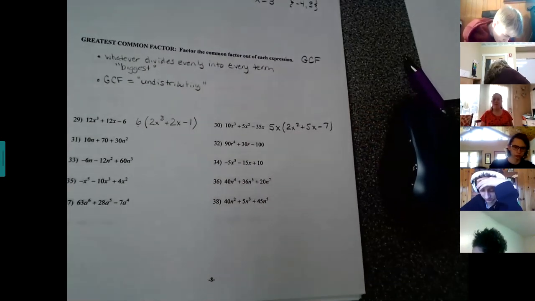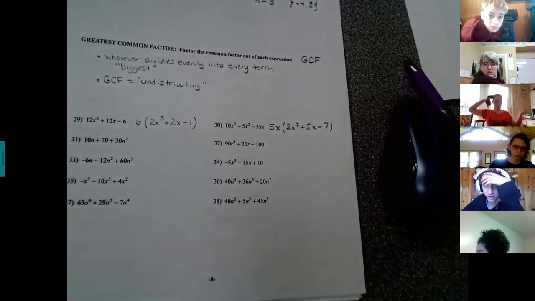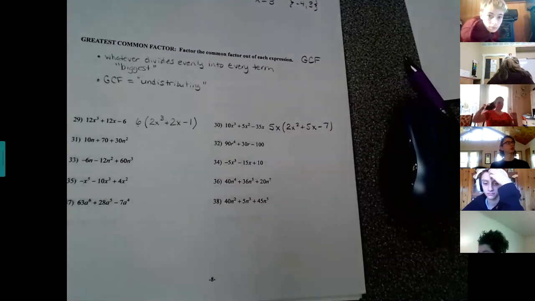Yes, Logan. That's what you distribute it by. Or factor it by. Thumbs up. 5x is the GCF. Now pull it out and then undistribute.